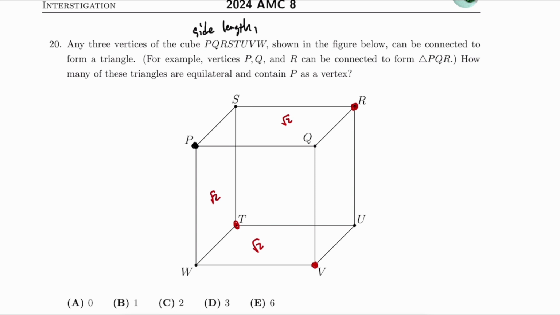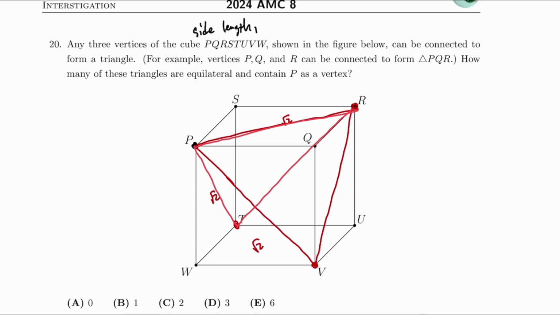So we could have a situation where we look at PR and PV. Then the other side is going to be RV. That is a legal triangle. We could also connect PT and PR. That is going to give us this one, and remember that TR is also square root of 2 side length. So this actually is an equilateral triangle, even though it might not look like it.